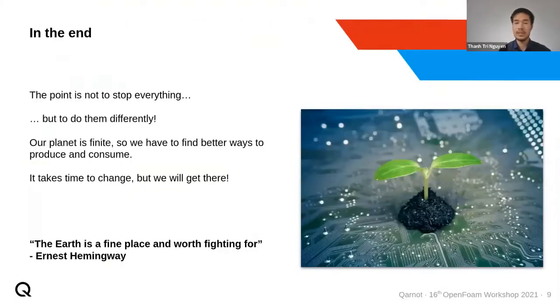In the end, the point is not to stop everything. You can maybe use digital sobriety in your lives and maybe not change a smartphone every year or not send a lot of cat pictures, but we cannot stop everything because some things are useful and some things are even mandatory. For example, engineering solutions that are used to reduce the fuel consumption of aircraft and vehicles are pretty good for the environment also. So what we must do is think differently, think outside the box, and do things differently because our planet is finite. So we have to find better ways to produce and consume.